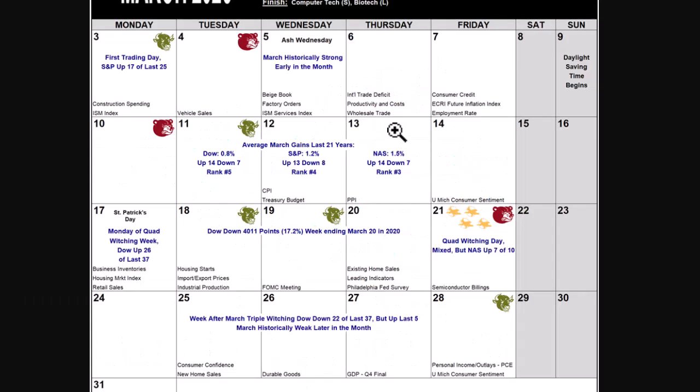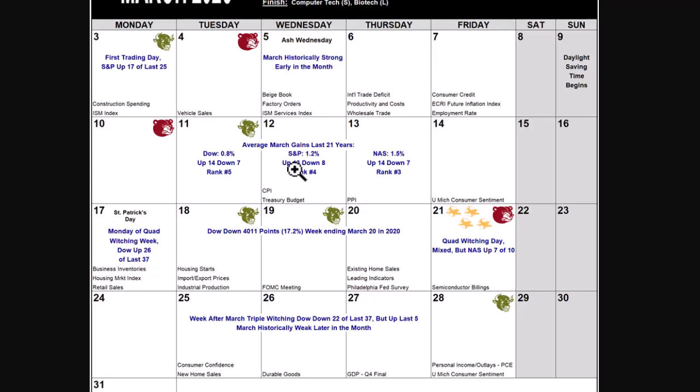Then moving over to the seasonal calendar here, you can see up 17 of the last 25 for Monday. We'll see if that matters. Bearish for the Tuesday, interesting. So bullish, bearish to start out. March historically starts strong here early in the month based on what it says. But then the next week we flip to bearish, bullish for the Monday, Tuesday. And then we'll see if this follows through.